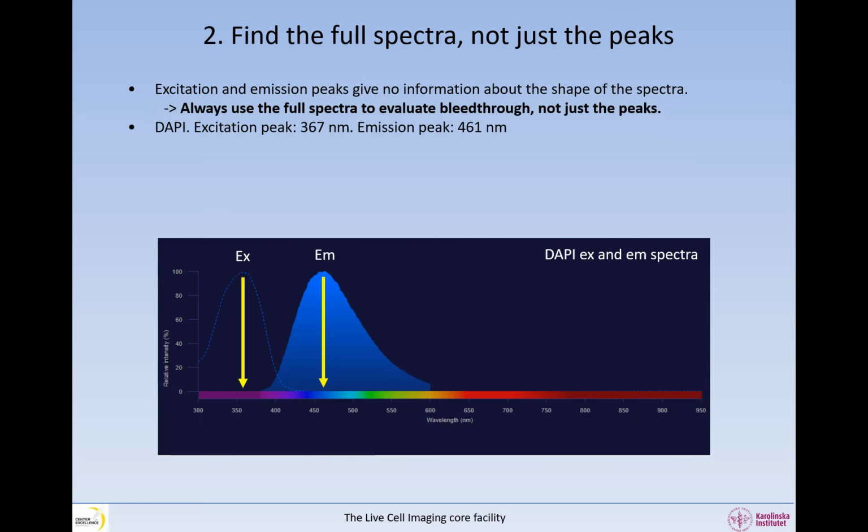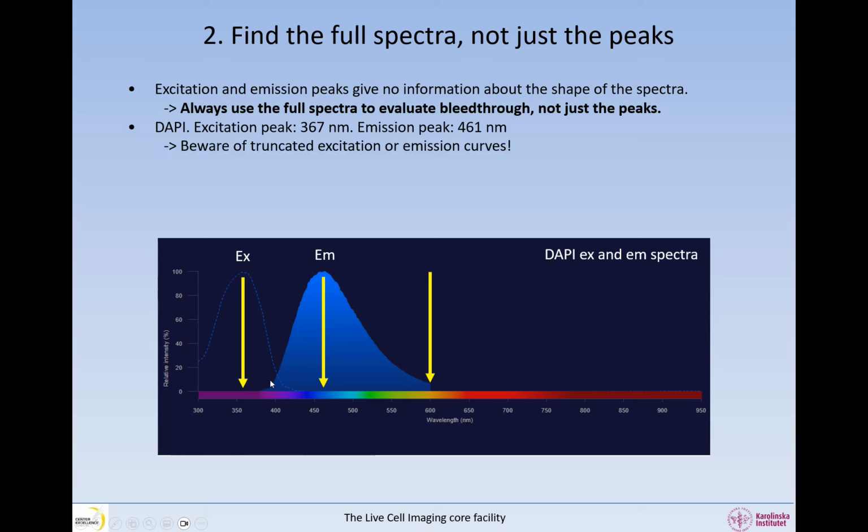So this is an example of DAPI. The excitation spectrum is the dashed line, and the full line is the emission spectrum. So what we can see is the peak of excitation for DAPI is 367, and the emission peak is 461 nanometers.